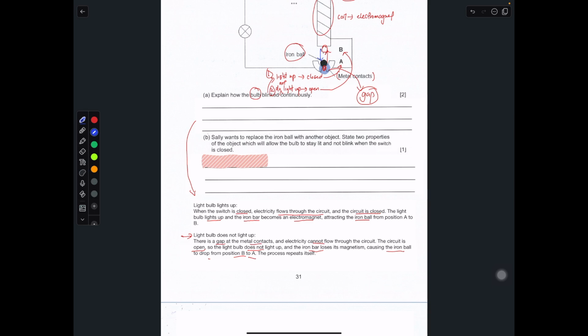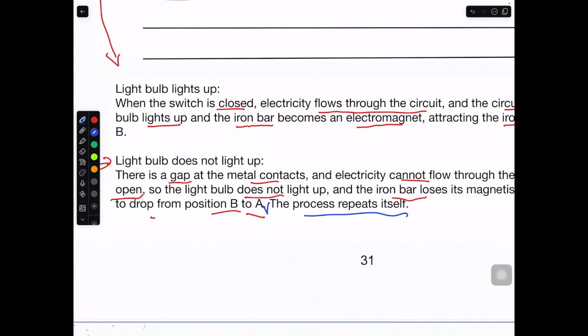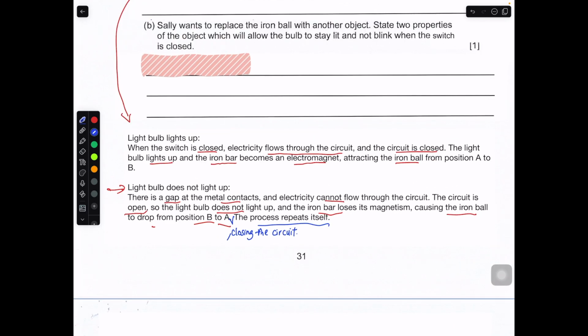Okay, so when it drops back, it will close the circuit. The whole process repeats itself. Okay, so if you want, you can add this part, closing the circuit. That will make the answer even more perfect. Right? And you know that if it closes the circuit, then you will come back to this situation again, which is 1. Okay, and then the whole process repeats itself.